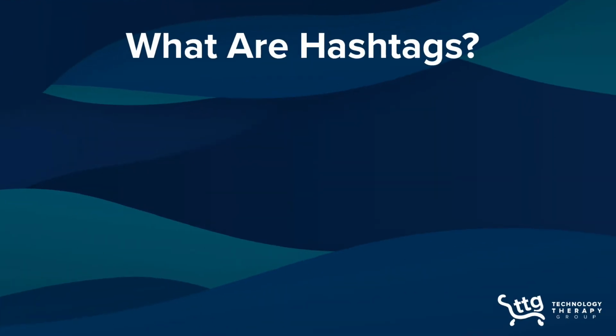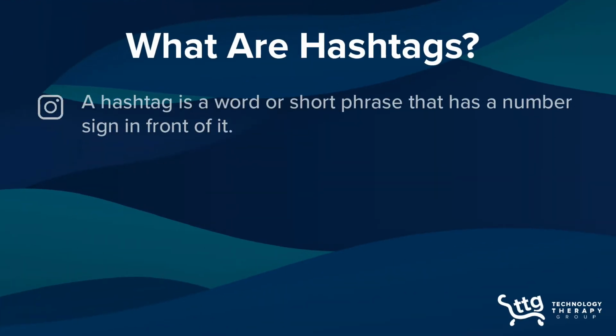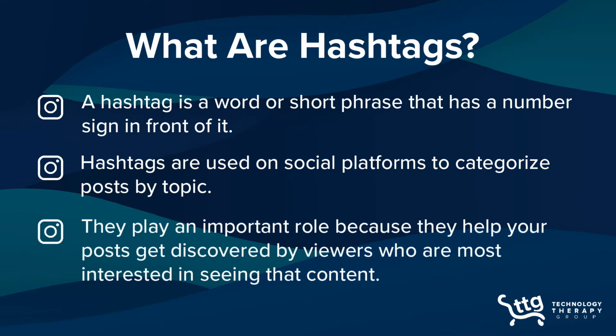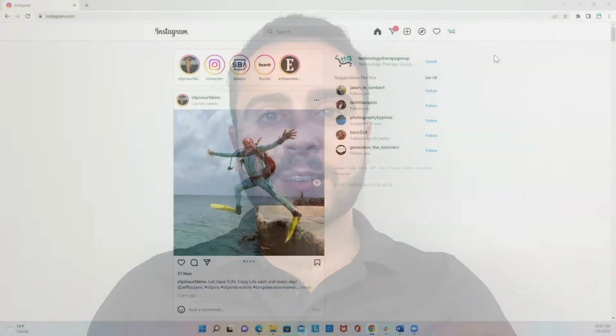First, let's establish what hashtags are. It's a word or a phrase that has a number sign in front of it. Hashtags are used on social platforms to categorize posts by topic. They play an important role because they help your posts get discovered by viewers who are most interested in seeing that content, therefore expanding your reach to users who are likely to engage in your posts.